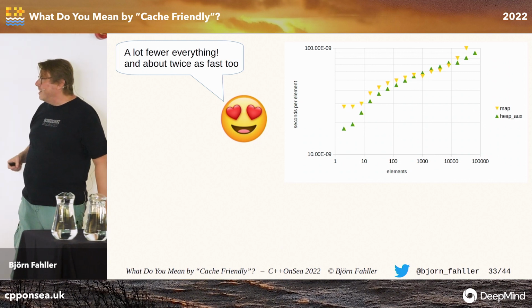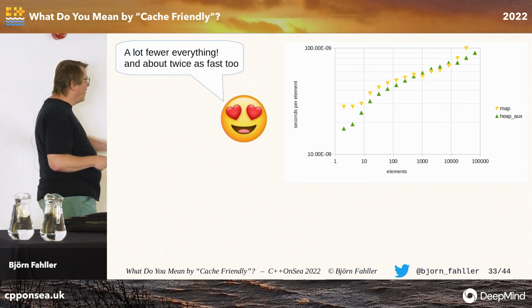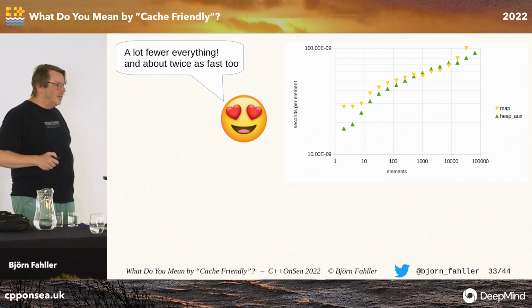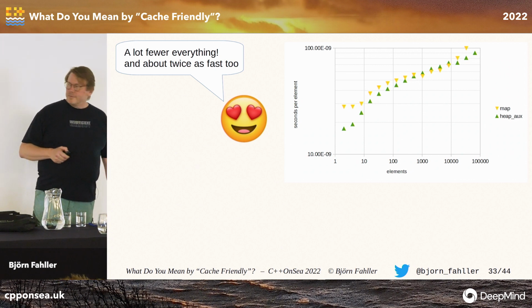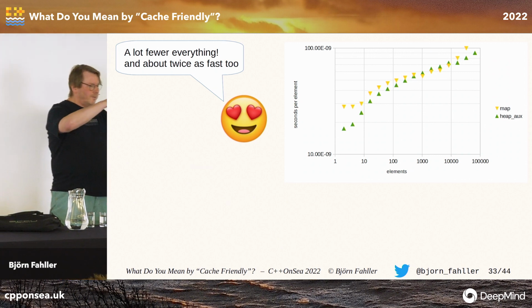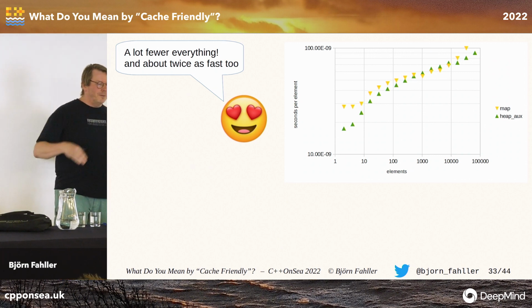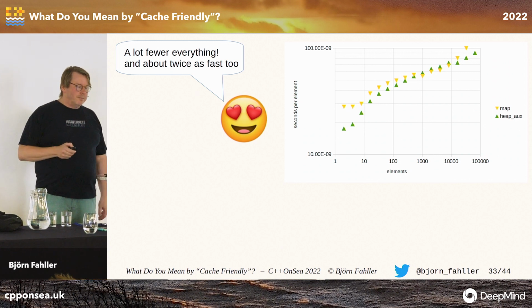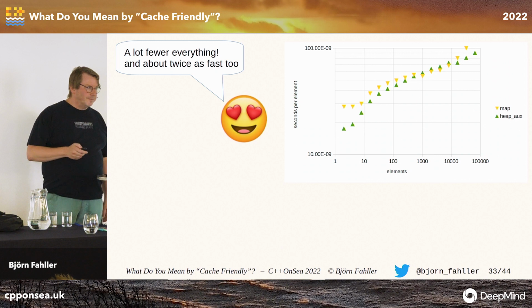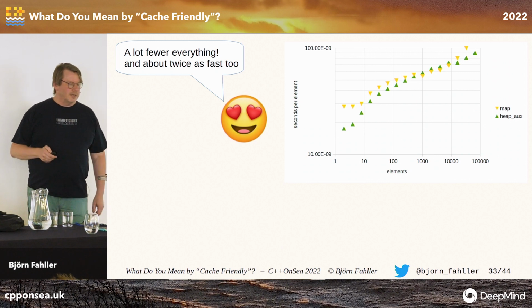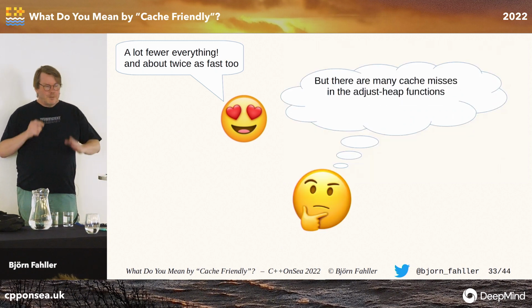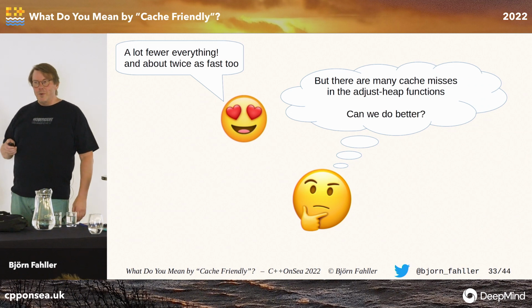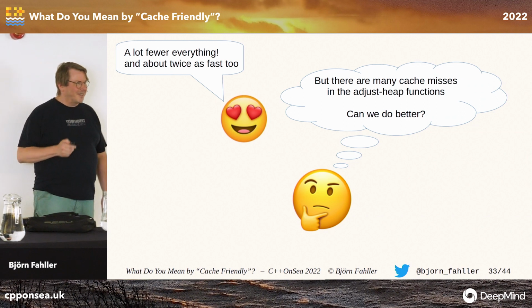So let's compare this to map. We can see that for the low number of entries, it's just blazingly fast. It's sort of equal-ish in the middle. And then it starts to gain again for high numbers. So that is interesting. But there are still many cache misses in the adjust heap functions. And I was wondering, can we do better?